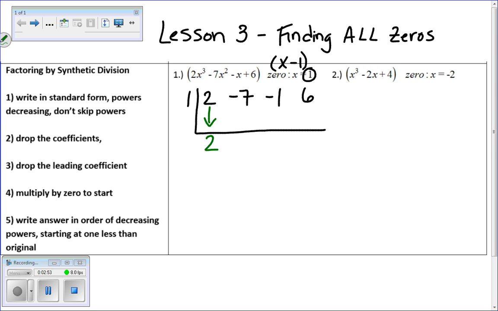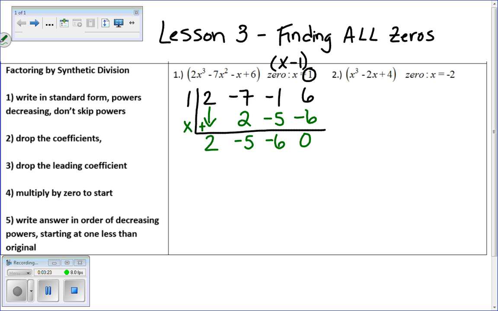Okay? On the inside, you're going to add. On the outside, you're going to multiply. So I'm going to multiply 1 times 2, and that goes here. Now I'm going to add down. So it's -7 plus 2, which is -5. Now I'm taking 1 times -5, which is -5, plus -1, it's going to be -6, multiply on the outside, and I get 0.